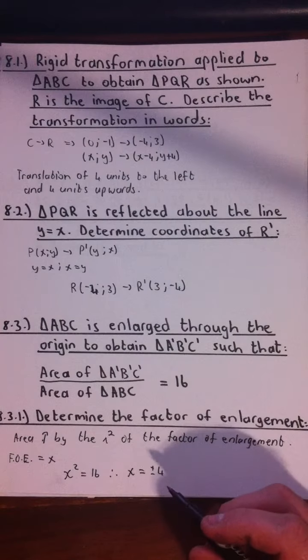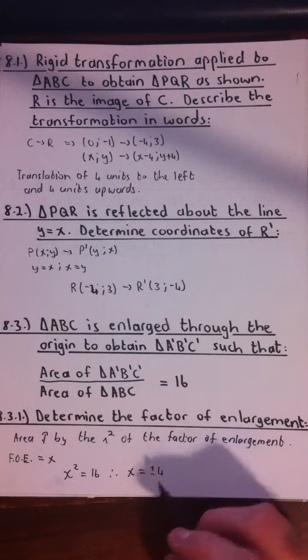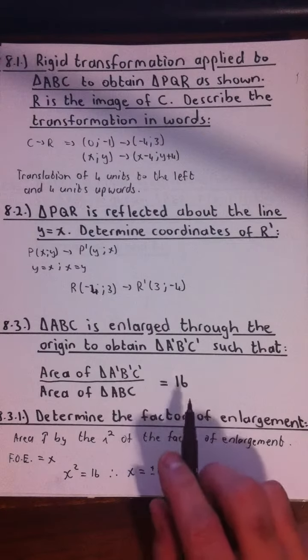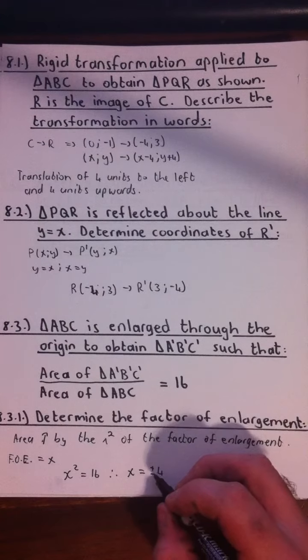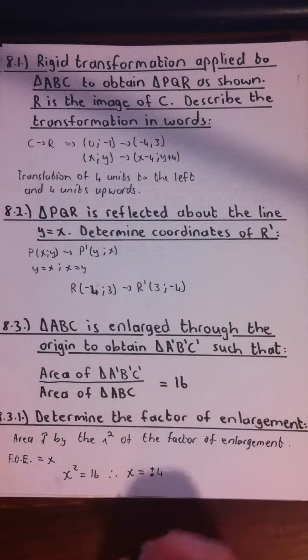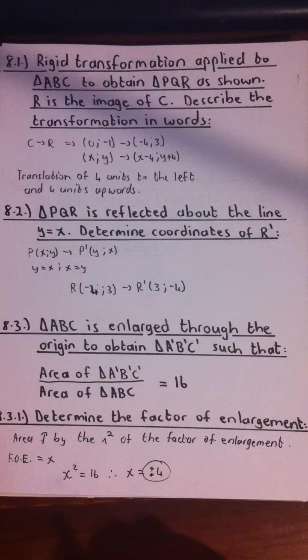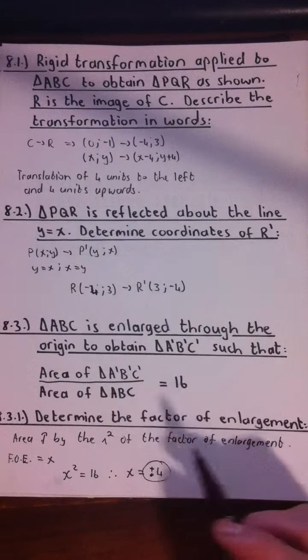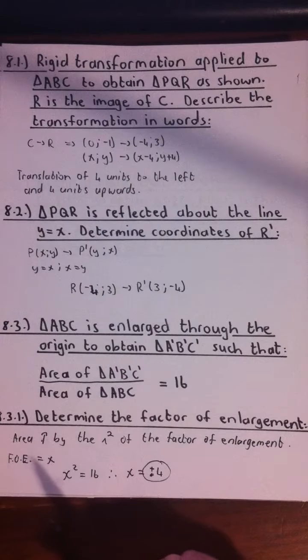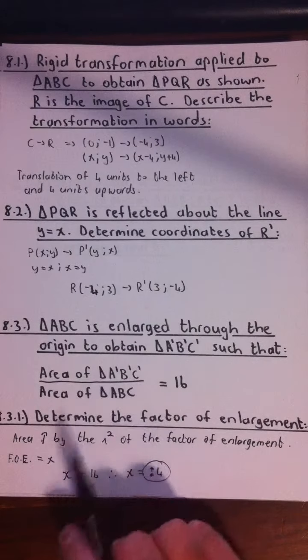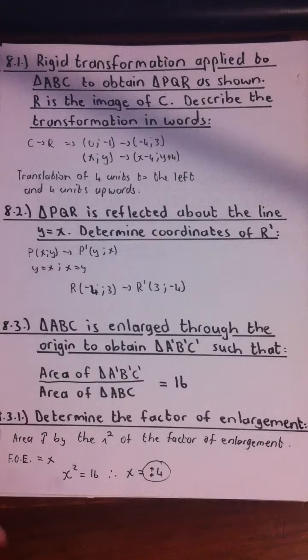But the factor of enlargement, in this case, is going to give us something that's bigger, not something that's smaller, so we're only looking at the positive. So the factor of enlargement is 4. And there's your answer. And again, if it was cubed, we'd look at the cube root to find the factor of enlargement, if this was a volume question, not an area question. But it isn't.